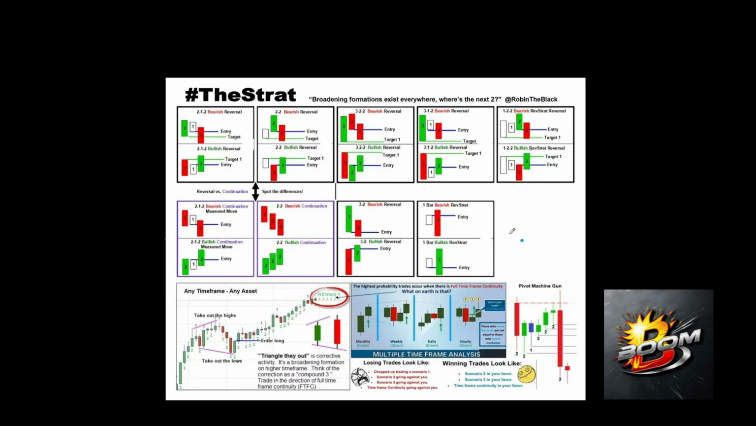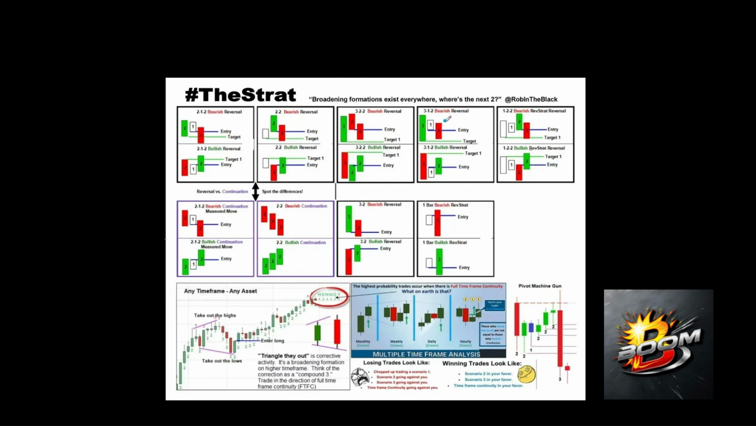So what do I mean by that? All of these reversal combinations, this inside bar, if it's bearish, I want it to be a shooter. I want this to be a hammer if it's bullish. 2-2 reversal. I want this 2 to be a shooter if it's going down. I want this 2 to be a hammer if it's going to go up. Same thing, 3-2-2. I want this 2, if it's going to go down, to be a shooter. I want this one to be a hammer.